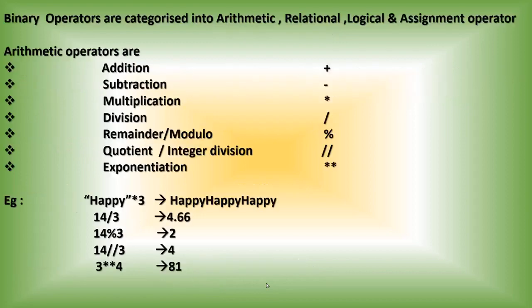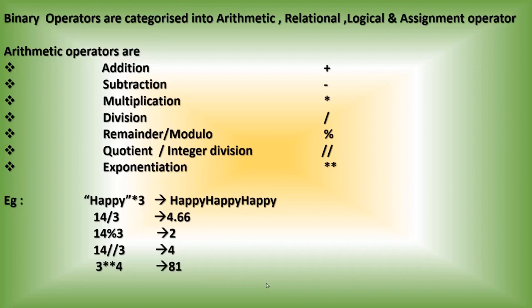Now we can see what are the different types of binary operators. Binary operators are again subdivided into four categories: arithmetic operator, relational operator, logical operator, and assignment operator.